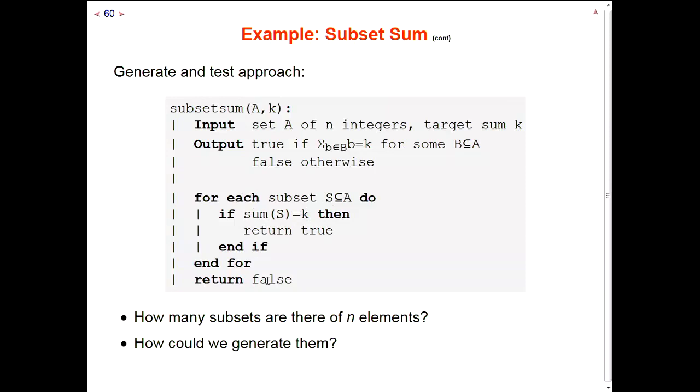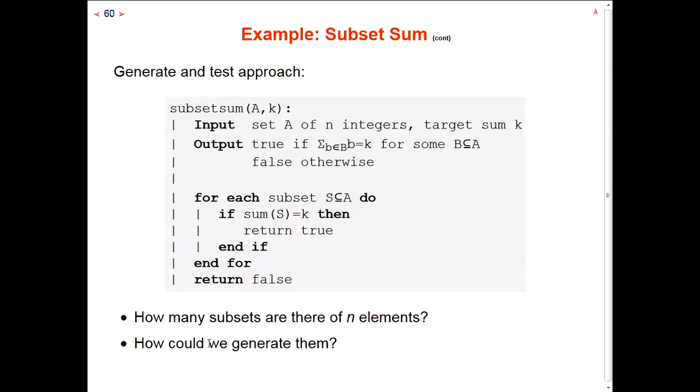How many subsets are there of n elements? Factorial? Nope. 2 to the power of n, yes. Which is actually better than factorial. Factorial would be even more. But still 2 to the power of n. If you have 30, what is 2 to the power of 30? I don't know really, but it's a very large number. So there's a large number of subsets that we have to go through.